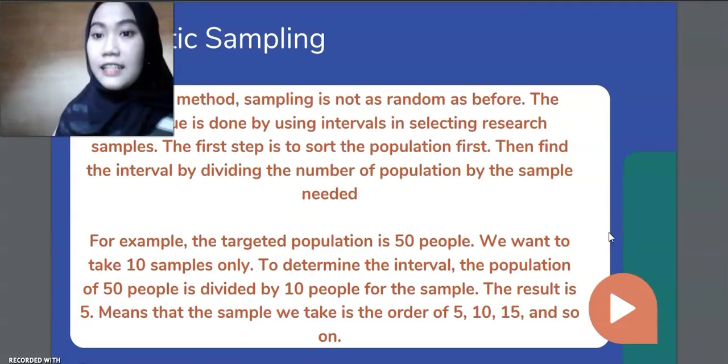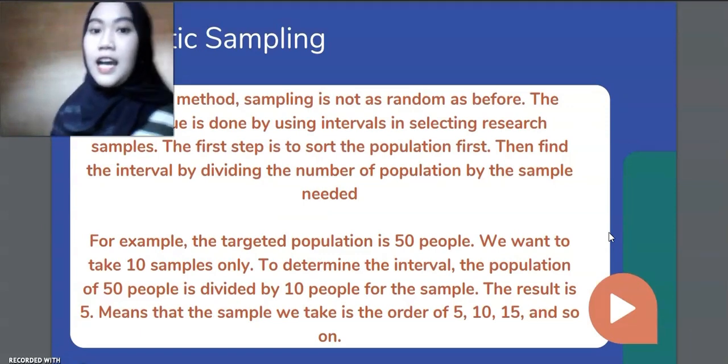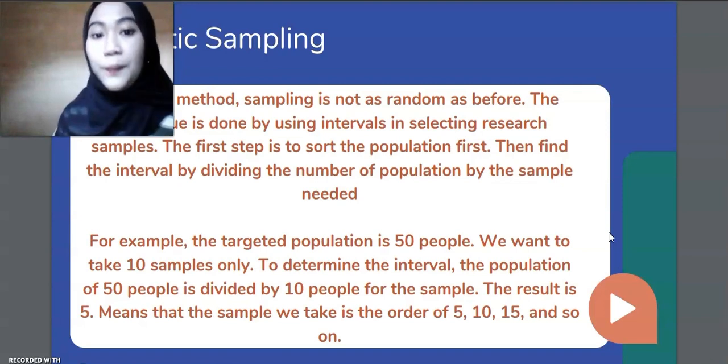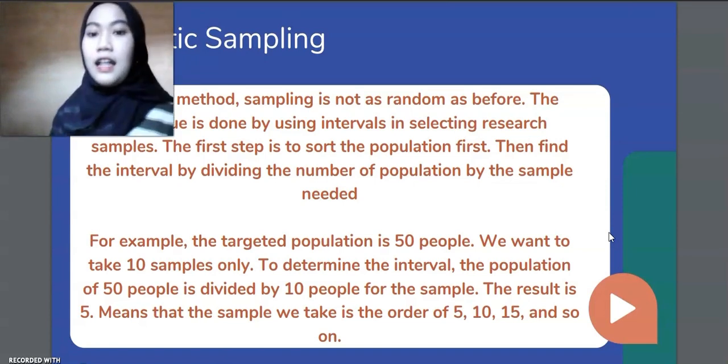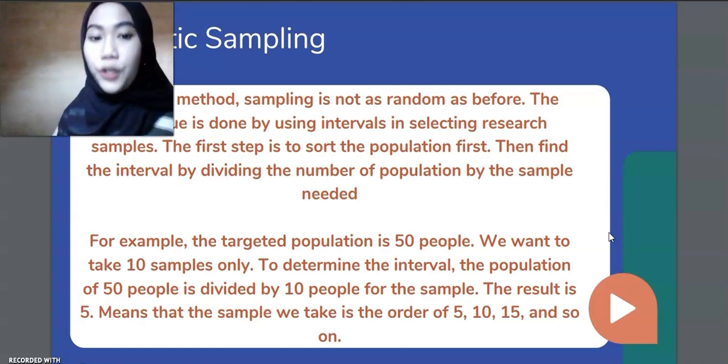The second is systematic sampling. With this method, sampling is not as random as before. The technique is done by using intervals in selecting research samples. The first step is to sort the population first. Then, find the interval by dividing the number of population by the sample needed.